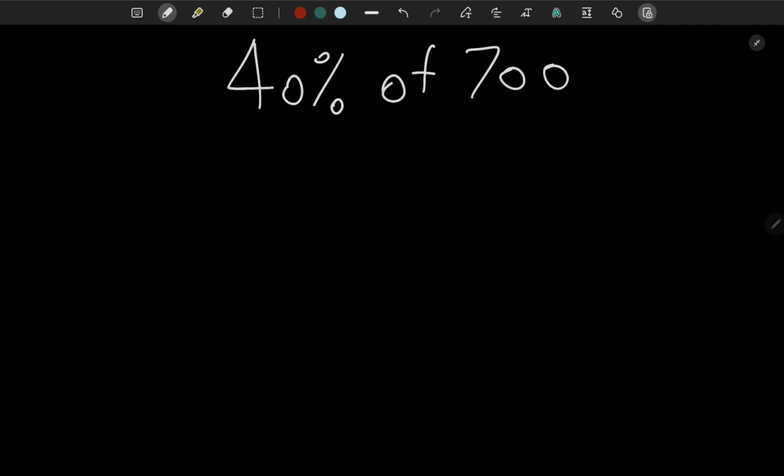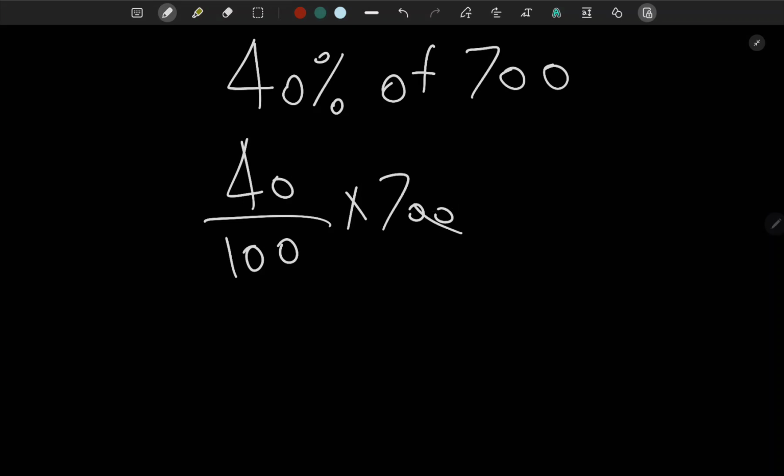So let's find 40% of 700 here. Again, it's just going to be 40 over 100 multiplied by 700. And here the zeros again cancel out. And now we are left with 40 times 7, which is 280. Since 4 times 7 is 28, we can just add the 0. So that's also a shortcut way to multiply this.